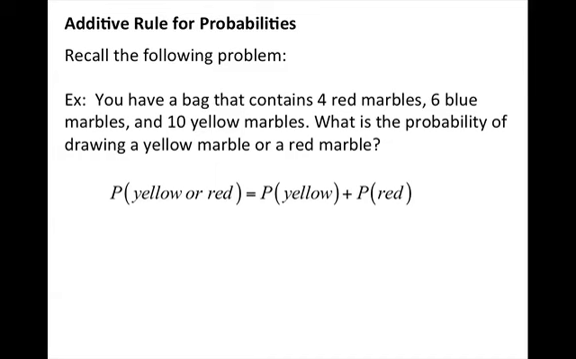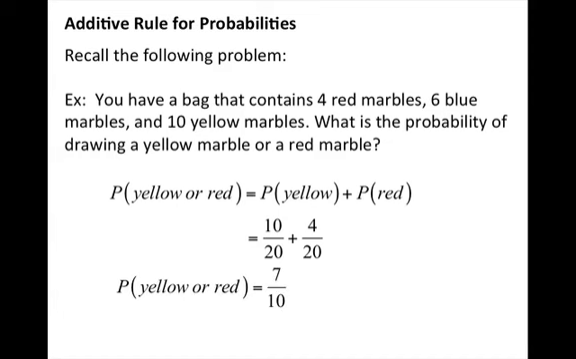So the probability of drawing a yellow or a red is the probability of drawing a yellow plus the probability of drawing a red. There were 10 yellow, so I have 10 out of 20, and there were 4 red, so I have 4 out of 20. If I add these and reduce the fraction, I get 7/10.